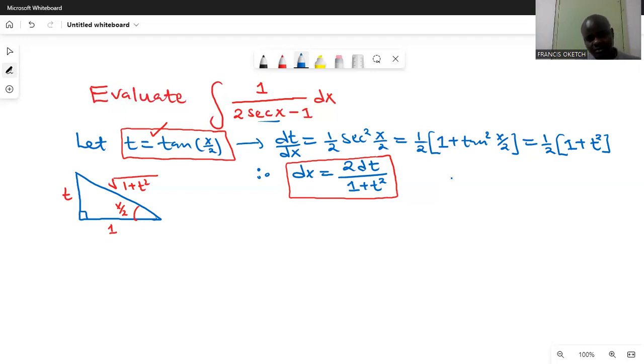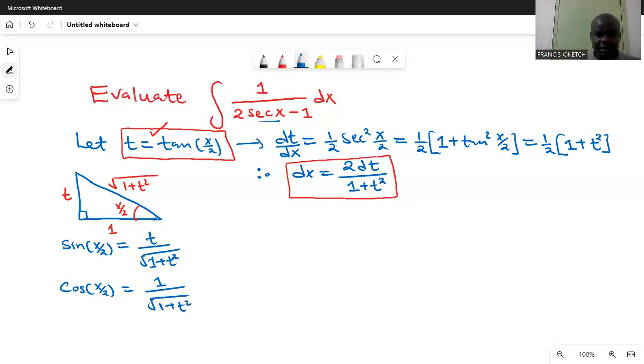So from our triangle, it is clear that sine x over 2, that is opposite t over hypotenuse, the square root of 1 plus t squared. We also know from the triangle that cosine of x over 2 is the same as 1 over the square root of 1 plus t squared. So how do I find cos x?